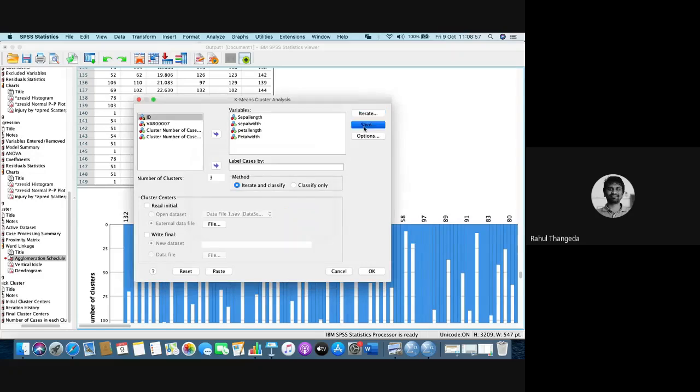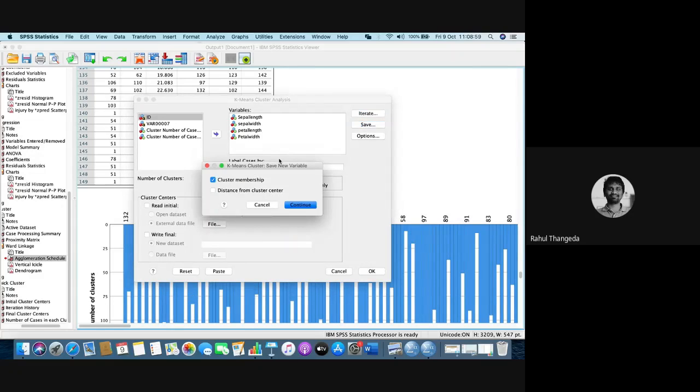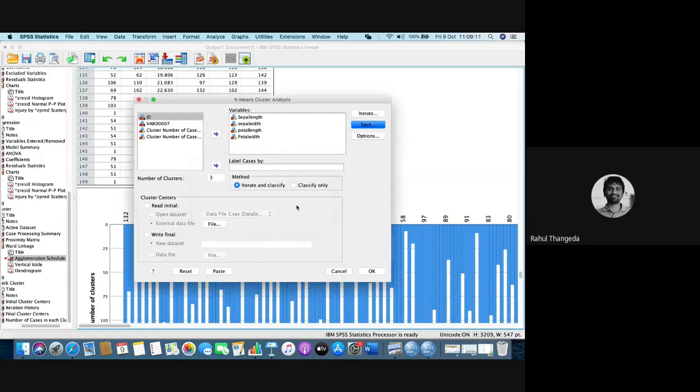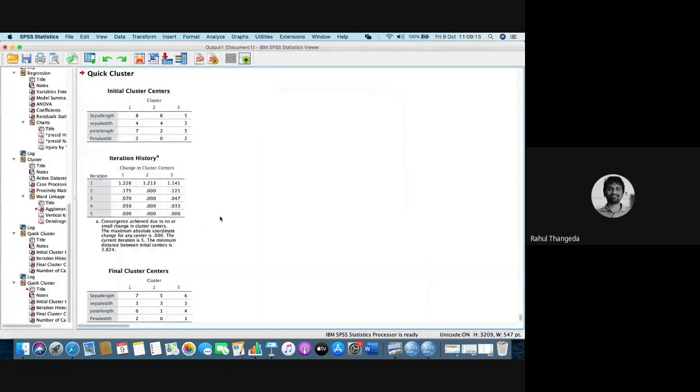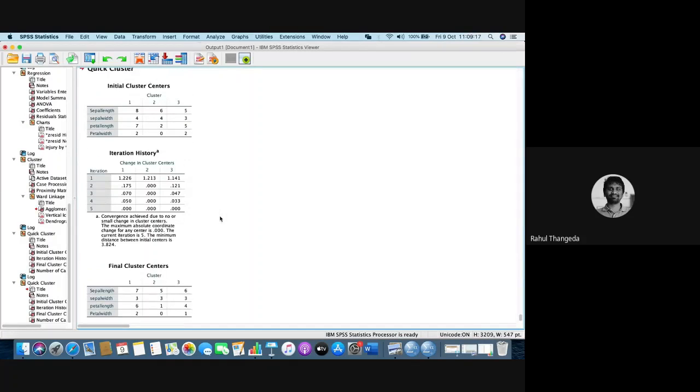The next important thing to remember is I clicked on Save and chose Cluster membership. This is very important because cluster membership saves in our input file the cluster into which each case is falling. You will see in a minute. So click on this, then Continue, then click OK. This is the result that you get.